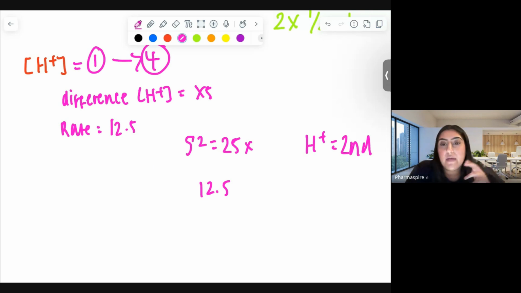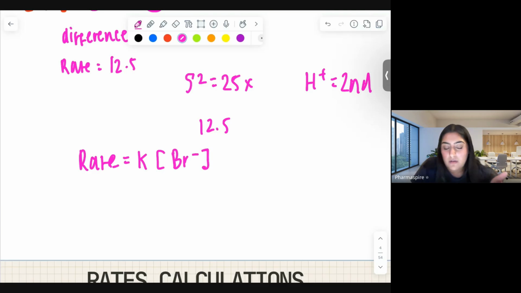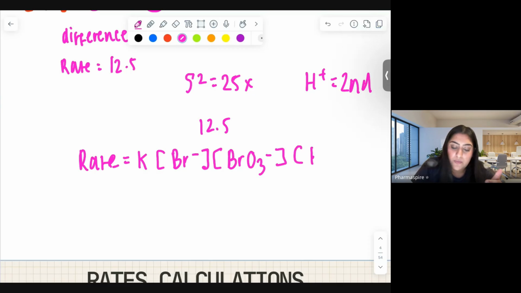We've got first and second order. Then they want a rate equation out of us. So we've got rate. This is the easy bit. You've got Br minus, you can put it to the power of 1, but it's the same thing, isn't it? BrO3 minus, I think it was, and then it was H plus squared.